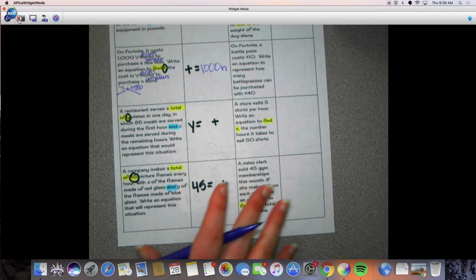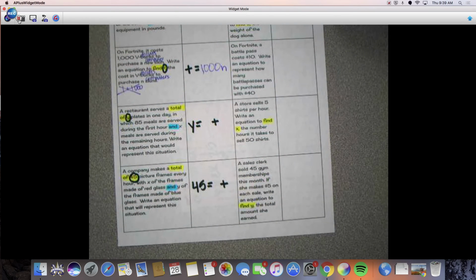Number 3. A restaurant serves a total of Y plates in one day. So that's the total amount. Whatever Y stands for, let's say it stands for 100. Okay? In which 85 meals are served during the first hour. And X meals are served during the rest of the day, the remaining hours.